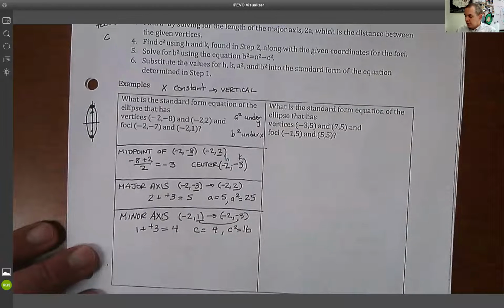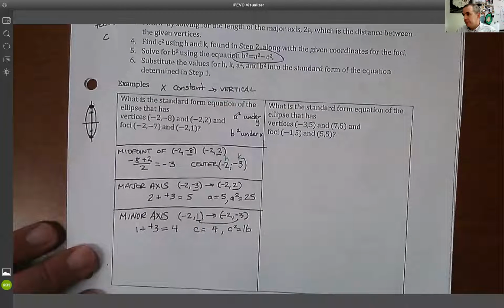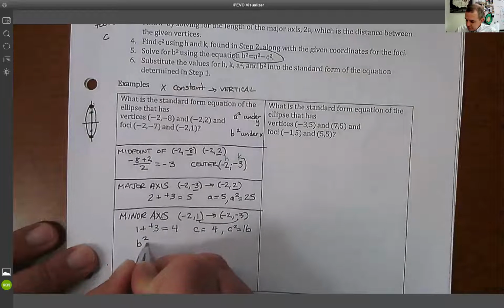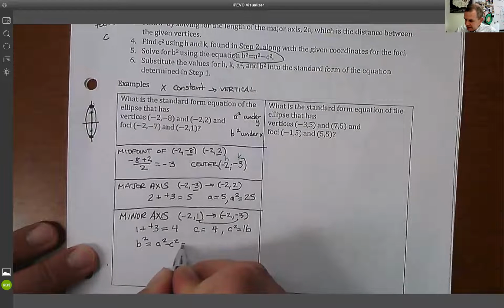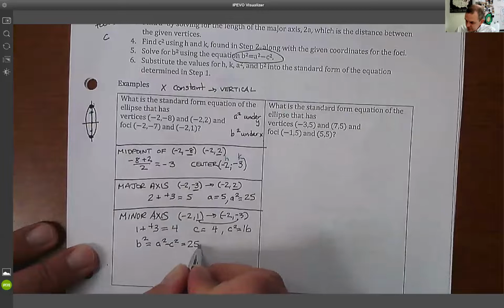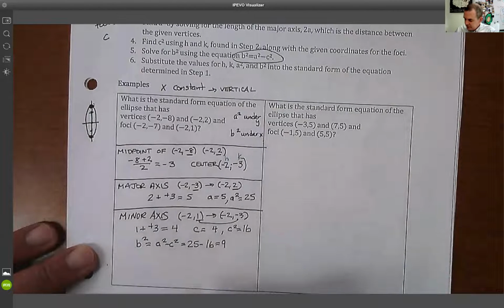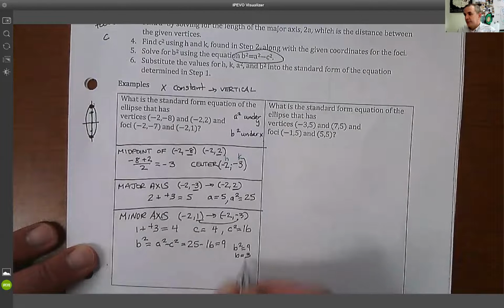Now, there's only one formula you've got to keep track of on this. It's how you figure out your b squared. Your b squared is going to be equal to a squared minus c squared. And we just figured out that a squared is 25 and c squared is 16. So that's going to tell me that my b squared is 9. So I have b squared equals 9. So technically b is going to equal 3.